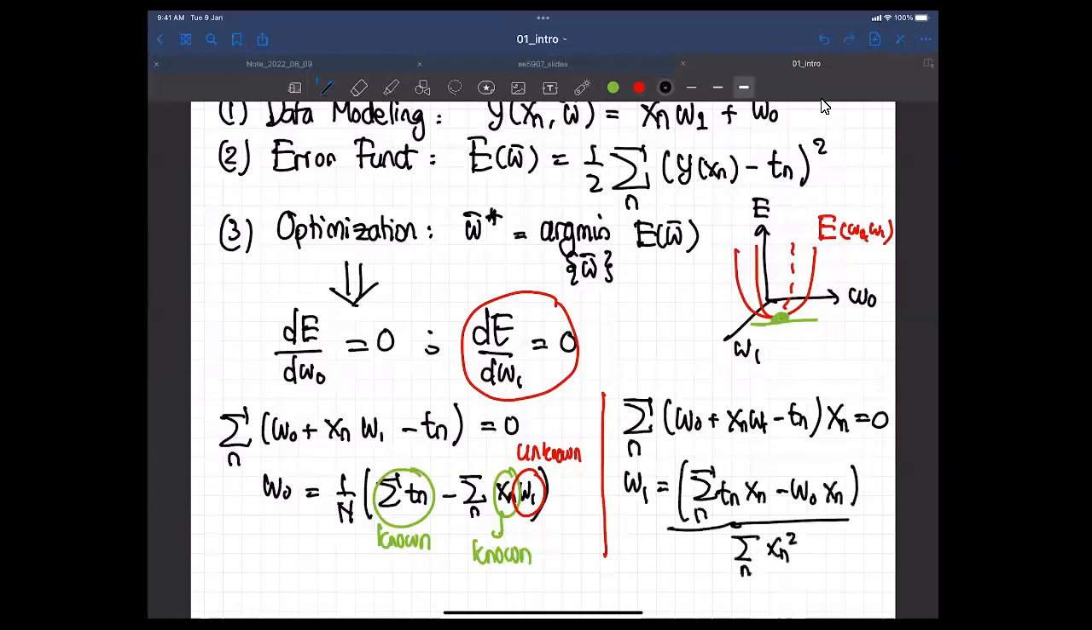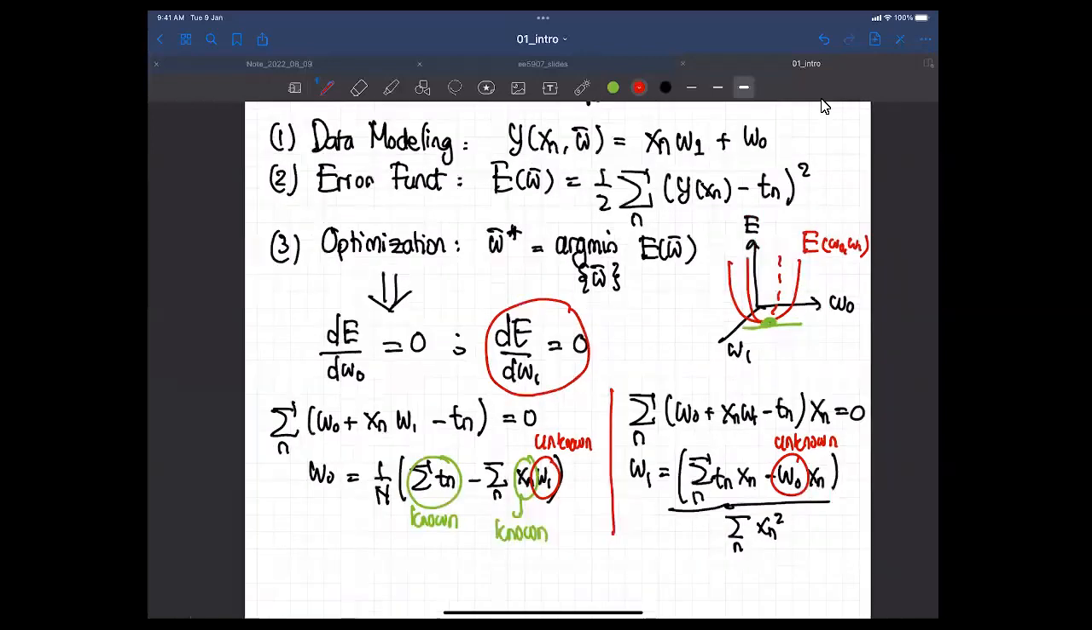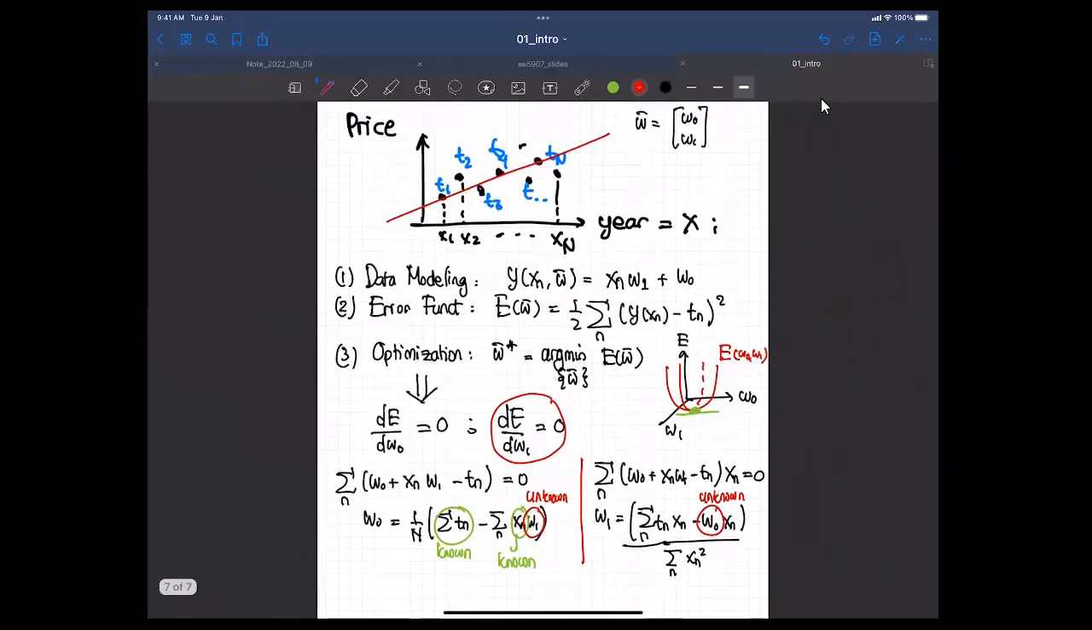Now again, everything here is known except this one. That one is still unknown. Now the question is, can we solve this equation? Can we get W1 and W0? The answer is yes. Why is that? Exactly. With two equations and two unknowns, it can be solved in a closed-form manner. So in the end, you get W0 and W1, and if you get W0 and W1, you will get the correct value of the parameters of the line.